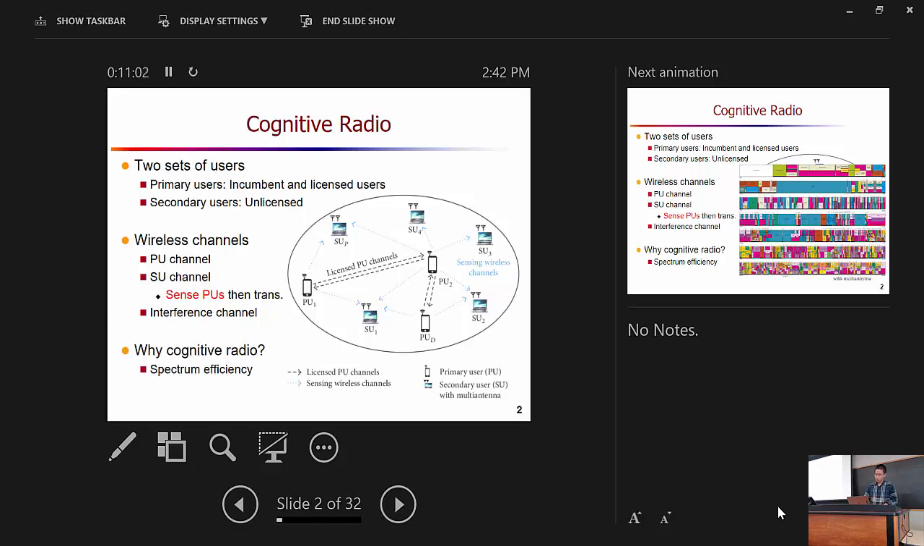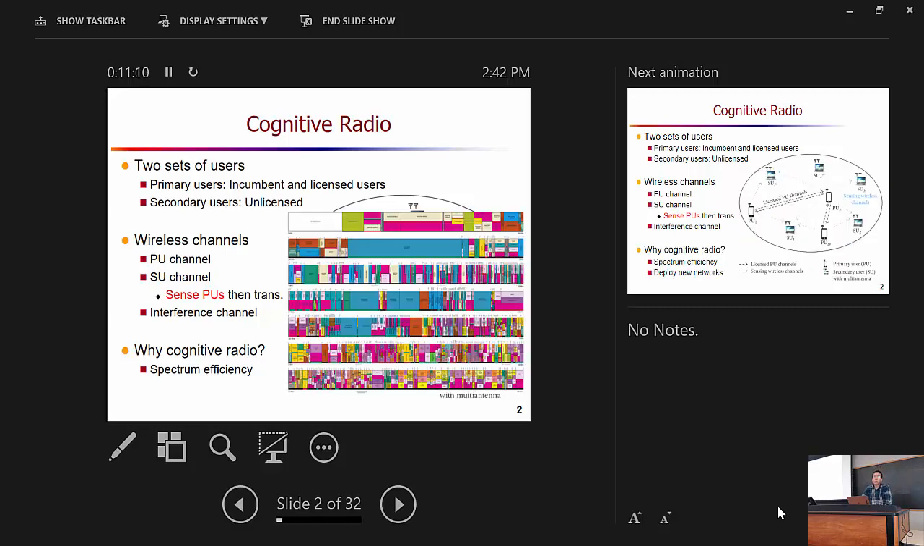So why do we need cognitive radio? What are its advantages? I'm pretty sure some of you have heard about this figure, and it's very crowded. This is the spectrum allocation governed by the FCC. You can see we are allocating different fractions of the spectrum to different applications. And our cellular frequency band is really limited.